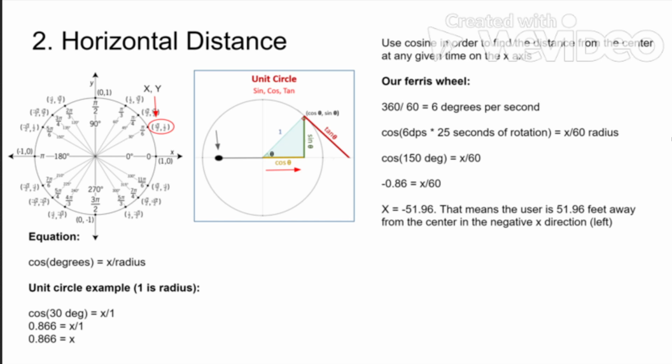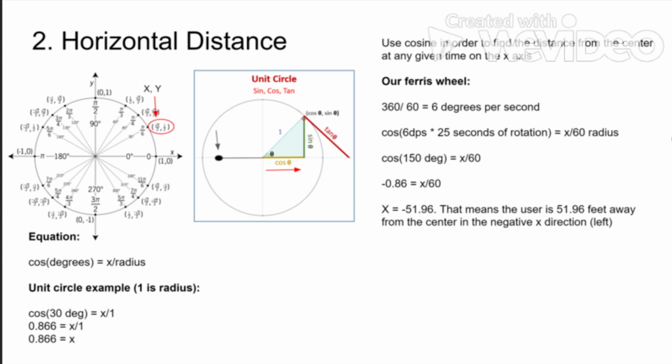Now, the equation for the default unit circle, or actually for everything, is going to be the cosine of degrees is equal to your x, or the distance you're trying to find, divided by your radius. So in this case, with the unit circle, we have cosine of 30 degrees equals x divided by 1. Now, since x divided by 1 is just x, we know that the distance for the horizontal position at 30 degrees is 0.866. That actually meets up with the square root of 3 divided by 2 on the unit circle. Now, if we take that same logic and apply it to an example problem with our Ferris wheel, we can get our horizontal position at any given time.